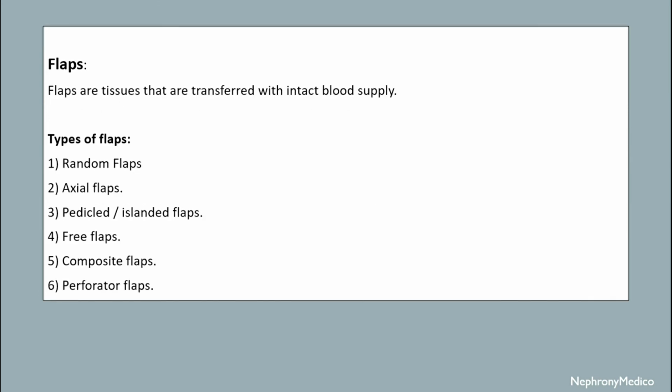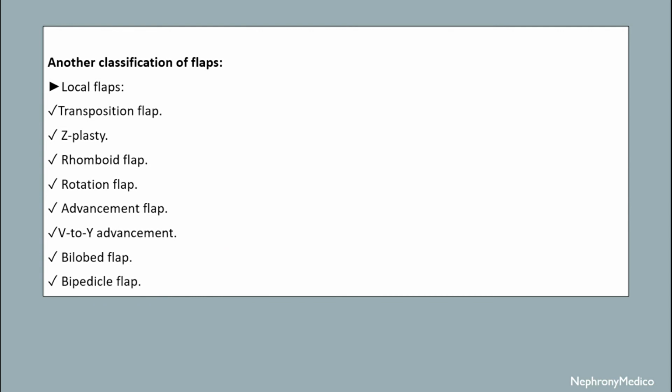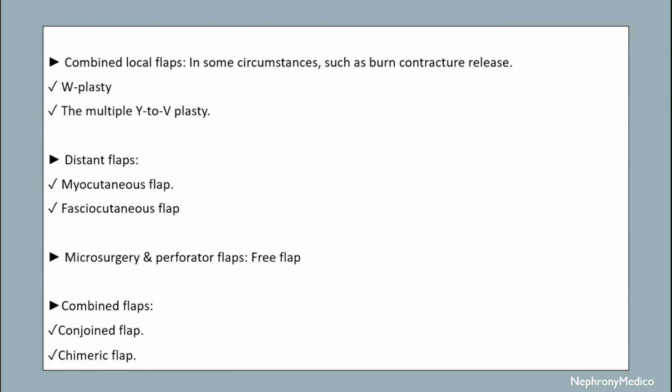Now, flaps. Flaps are tissues that are transferred with intact blood supply. The types include random flaps, axial flaps, pedicled or island flaps, free flaps, composite flaps, and perforator flaps. Another classification of flaps includes local flaps, combined local flaps, distant flaps, microsurgical and perforator flaps, and combined flaps.